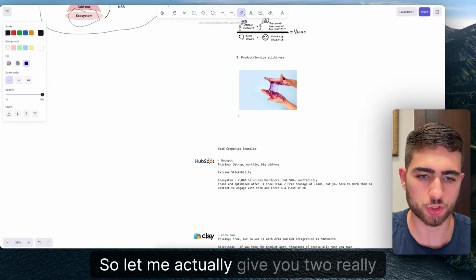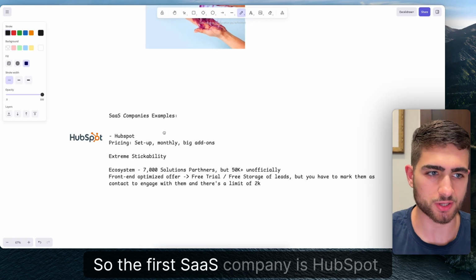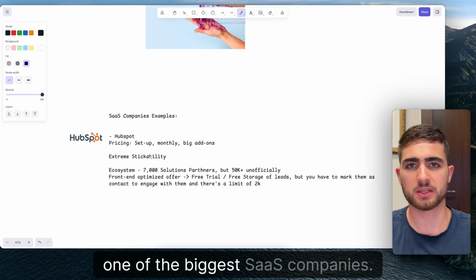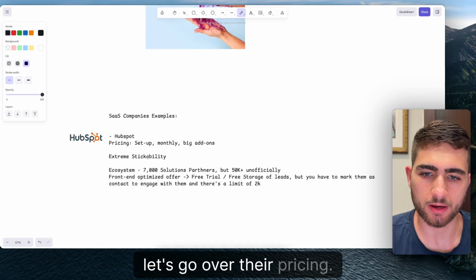So let me actually give you two really good examples of SaaS companies. So the first SaaS company is HubSpot, one of the biggest SaaS companies. So let's go over their pricing.